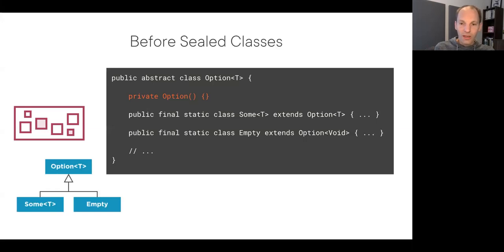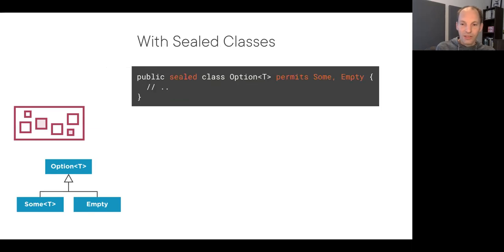Well, before sealed classes, you would be able to do some trickery with a private constructor on option, which prevents any new subclasses from being implemented unless they're in the same source file, unless they're defined in the same class, as is shown here. And this trick sort of works, but it's not really nice, and it's not really revealing the intention of why you're doing this.